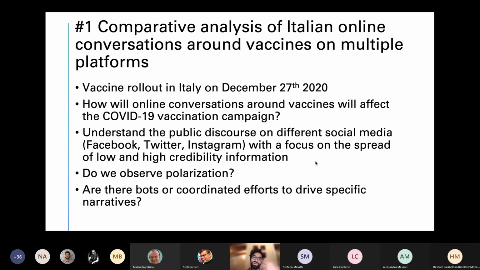So I'm using here low and high credibility information to refer to, respectively, disinformation, misinformation, fake news on one side, and on the other side, more traditional and mainstream news. And some questions could be, for example, see whether we observe polarization between users, or if there are bots or other coordinated efforts to drive specific narratives. And as I said before, at the end, understand whether there is a correlation between online content and the real-world vaccination campaign.